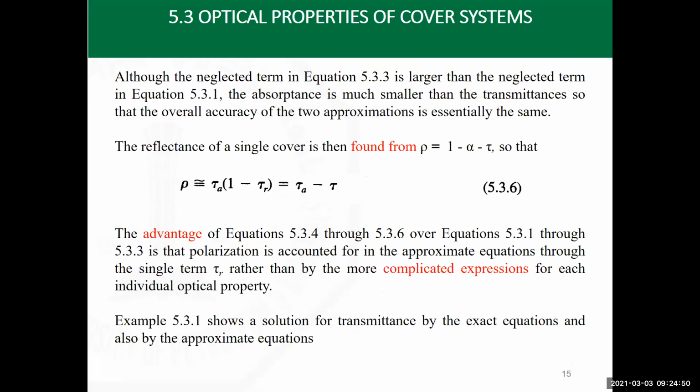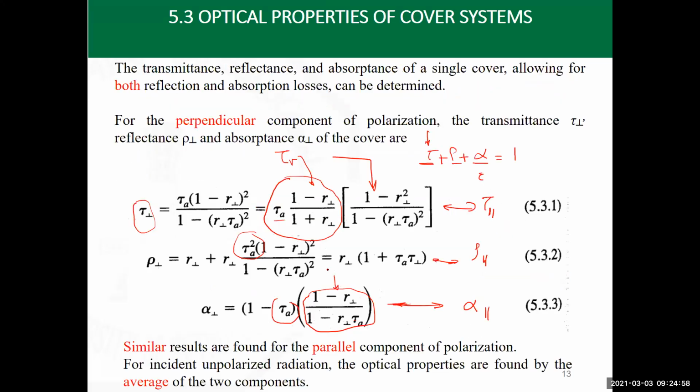The neglected term of equation 5.33 is larger than the neglected term of equation 5.31. We are comparing these two values. Here, this is 1 minus r, and this is 1 minus r squared, which means that the value we have here is basically higher. R is a fraction. So if r, for example, is 0.1, then it's 1 minus 0.2, but this would be 1 minus 0.04. So the component neglected for the simplification is greater in numerical value compared to this value.